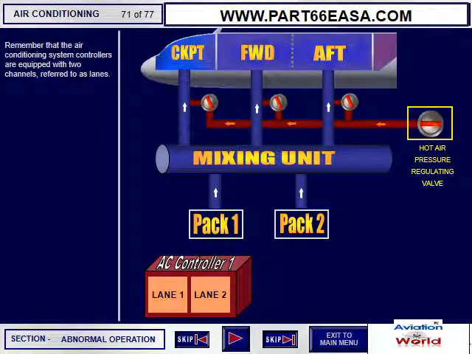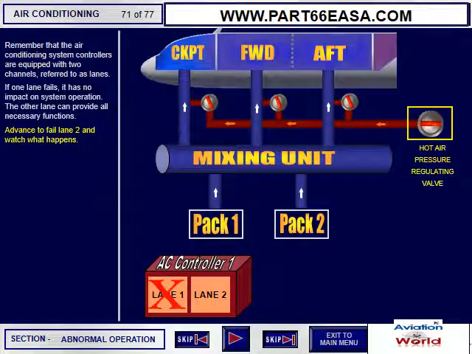Remember that the air conditioning system controllers are equipped with 2 channels referred to as lanes. If one lane fails, it has no impact on system operation. The other lane can provide all necessary functions. Advance to fail lane 2 and watch what happens.